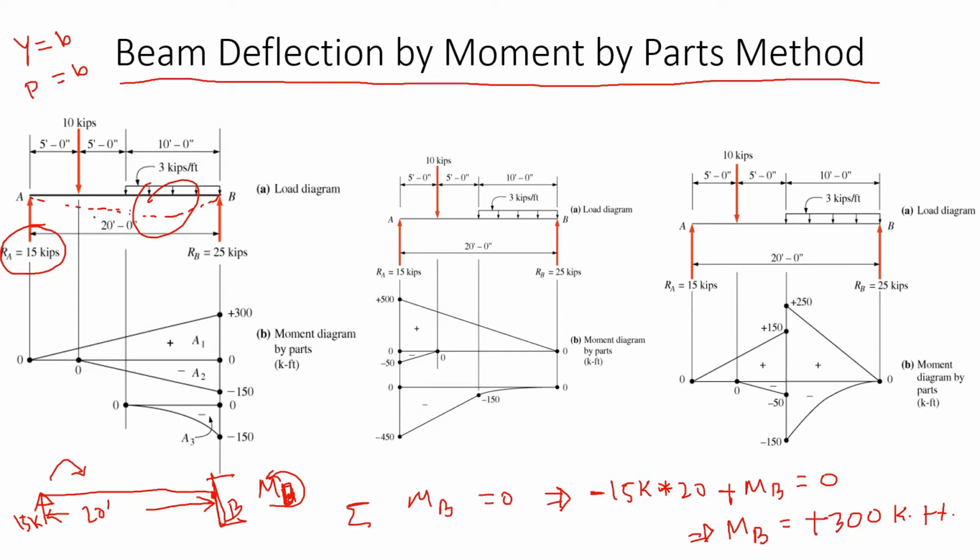Same thing for the 10 kips, it's going to do a negative moment if we follow the same cutting principle. For that distributed load of 3 kips per foot, it's going to do a negative moment too, if we do the same cutting principle. And then we draw like this by parts. So we draw a moment diagram for this 15 kips, draw a moment diagram for this 10 kips, which is here, and then draw a moment diagram for this uniformly distributed load, which is here. So we draw a moment by parts, and then we calculate whatever we need to calculate.